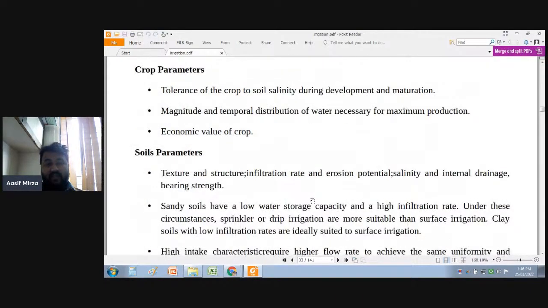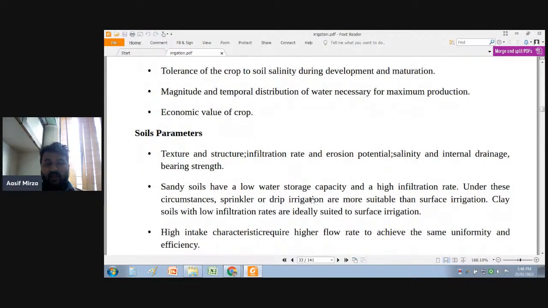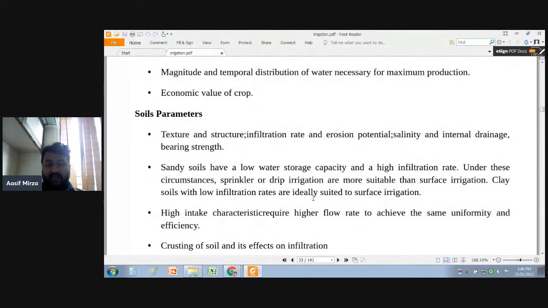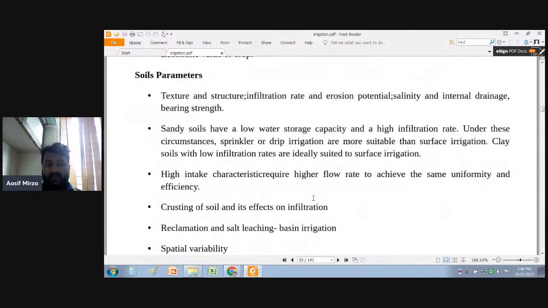Now, soil parameters: texture and structure, infiltration rate and erosion potential, salinity and internal drainage, bearing strength. Sandy soils have a low water storage capacity and a high infiltration rate. Under these circumstances, sprinkler or drip irrigation are more suitable than surface irrigation. Clay soils with low infiltration rates are ideally suited to surface irrigation. High intake characteristics require a high flow rate to achieve the same uniformity and efficiency.